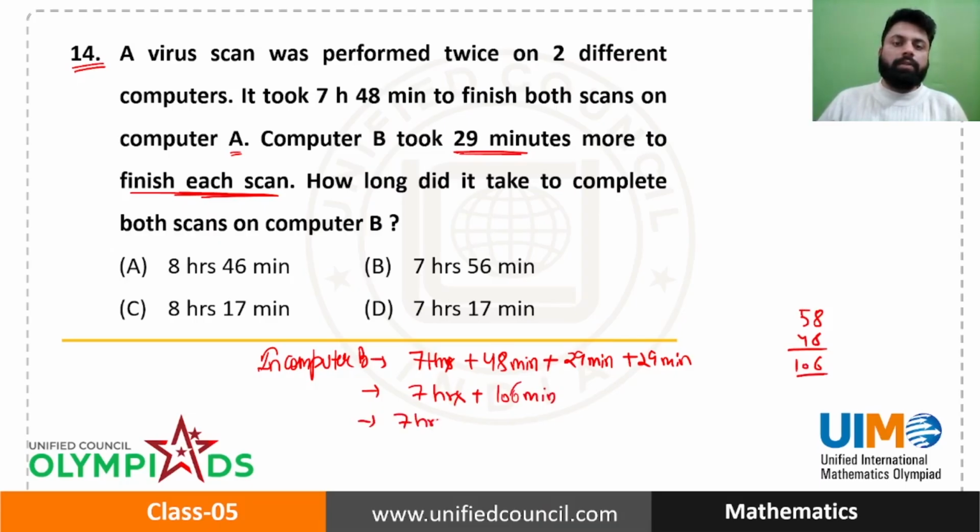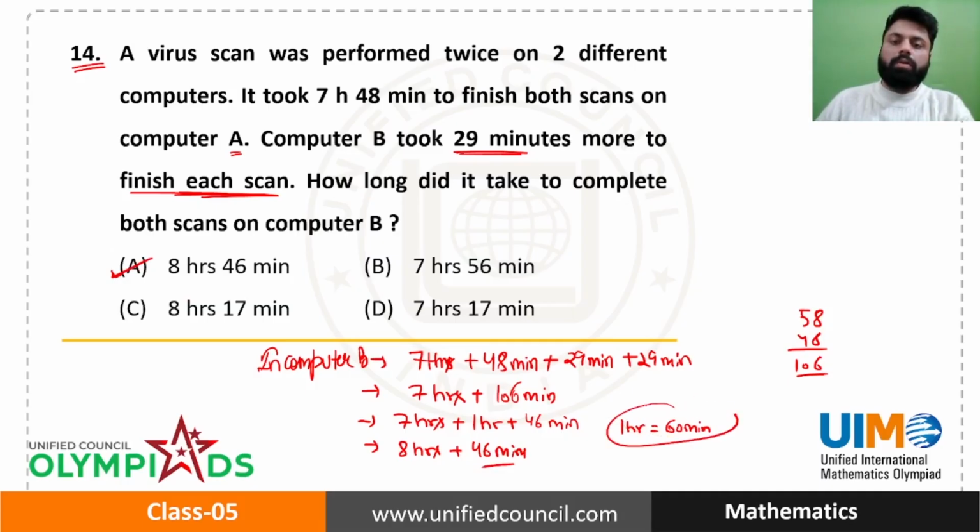This is 7 hours plus 1 hour plus 46 minutes. That is equal to 8 hours plus 46 minutes. A option is the correct answer. Here 1 hour is equal to 60 minutes. And all we are doing is writing down 106 is equal to 60 plus 46. So that is how we are getting this. This is how we can solve.